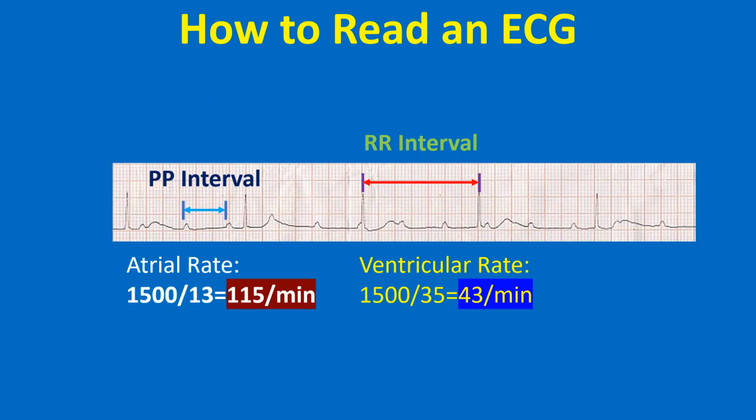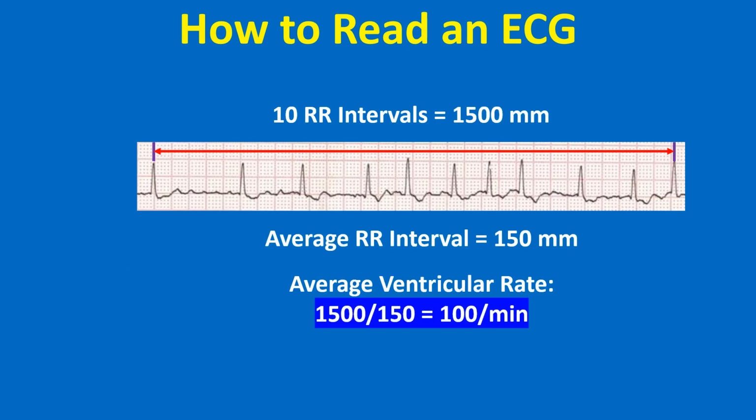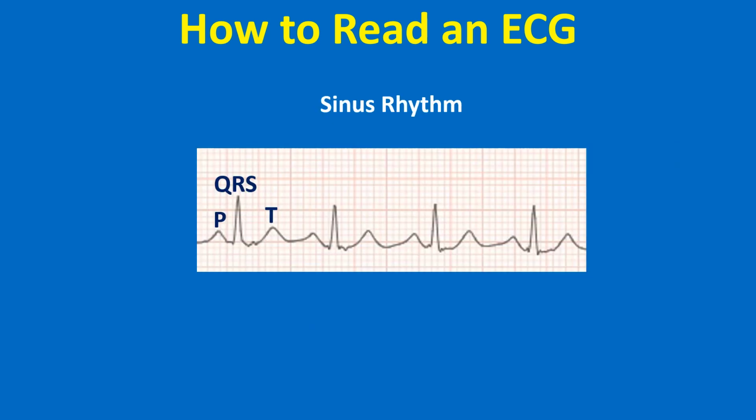When RR interval is different from the PP interval, atrial rate and ventricular rate should be mentioned separately. Ventricular rate is calculated from the RR interval and atrial rate from the PP interval in a similar fashion. In an irregular rhythm like atrial fibrillation, average ventricular rate can be calculated using an average of 10 RR intervals as illustrated here.